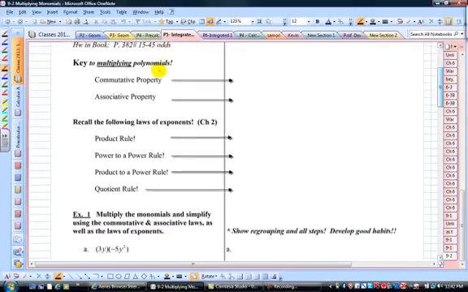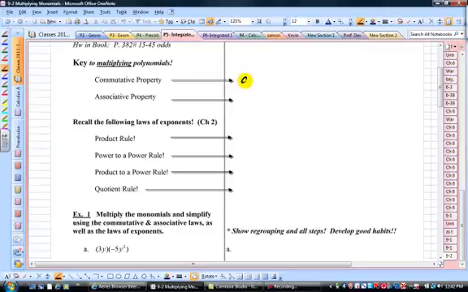Let's talk about the key points of how to multiply polynomials. In this lesson, we start with monomials, meaning single terms. A couple things we need to do before we do this: the first one is called the commutative property. Let's state that off on the side. Commutative property talks about how the order in either multiplication or addition, either one, does not matter.